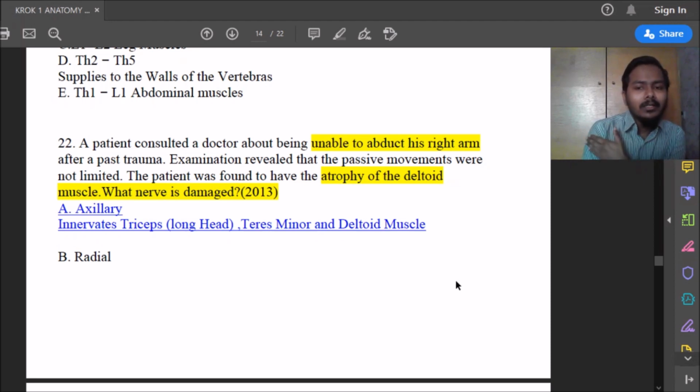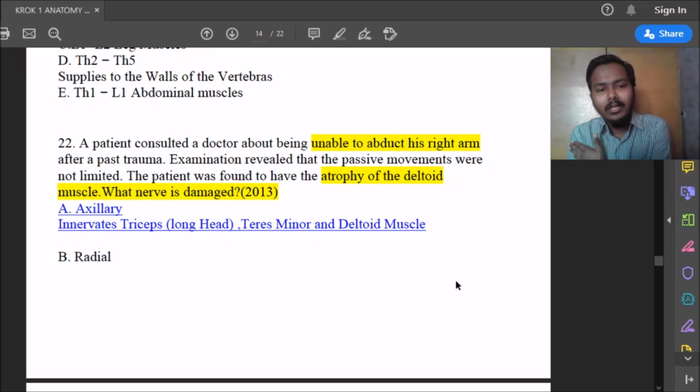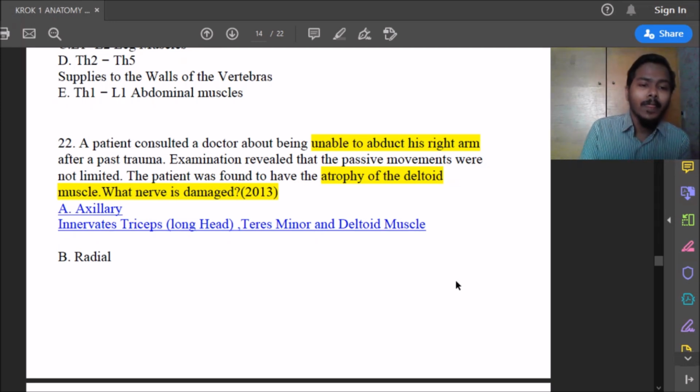At the level of the deltoid muscle region, there is a nerve called the axillary nerve, which innervates the long head of the triceps, the teres minor, and the deltoid muscle. Due to damage of the axillary nerve, there will be atrophy of the deltoid, teres minor, and the long head of the triceps muscle.